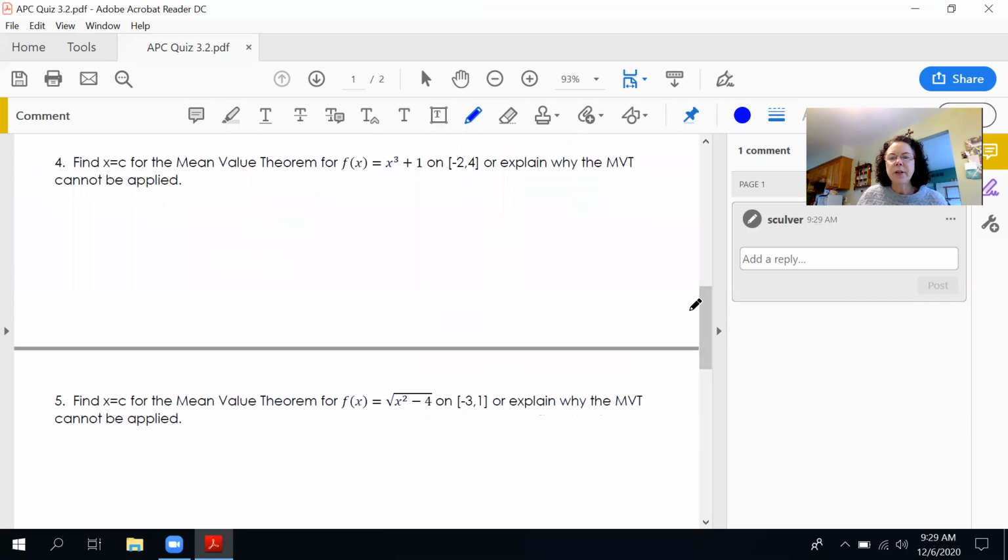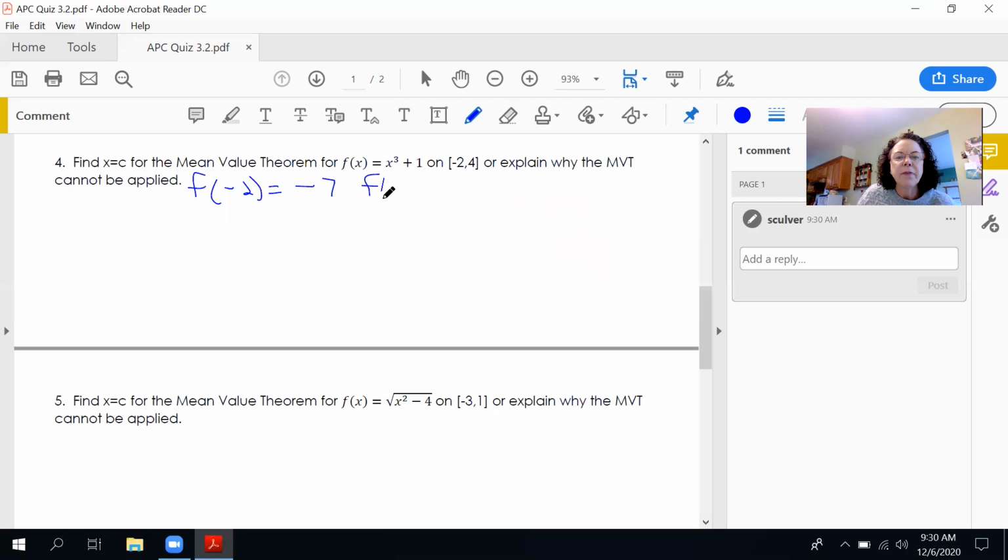Next, number 4. For x equals c for the mean value theorem, for that polynomial from -2 to 4, or explain why the MVT cannot be applied. Polynomial, differentiable, continuous on a closed interval. Let's do our f of b minus f of a since it can be applied. My f of a, that's f of -2. Let's see, that's -2 cubed, -8 plus 1 is -7.